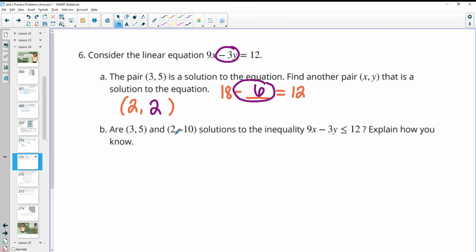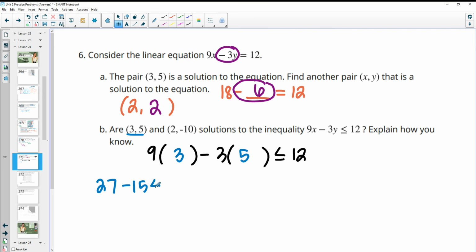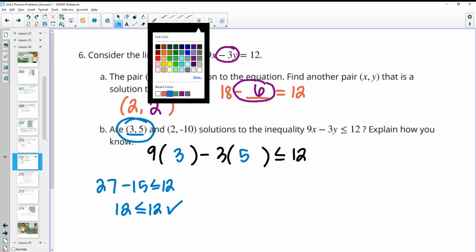Then B says, are 3, 5, and 2, -10 solutions to this inequality? So for this one, you're just going to need to plug them in for x and y and see if you get less than or equal to 12. So if we plug in this one, 3 for x and 5 for y, we'll get 27 minus 15. 27 minus 15 gives us 12. Is 12 less than or equal to 12? And that is true. So this is a solution.